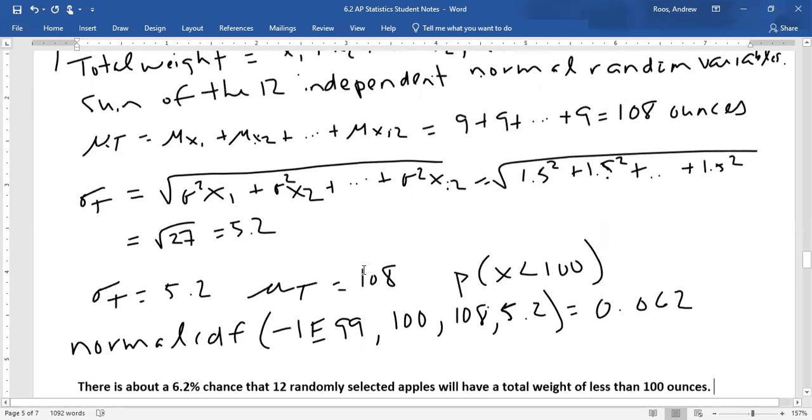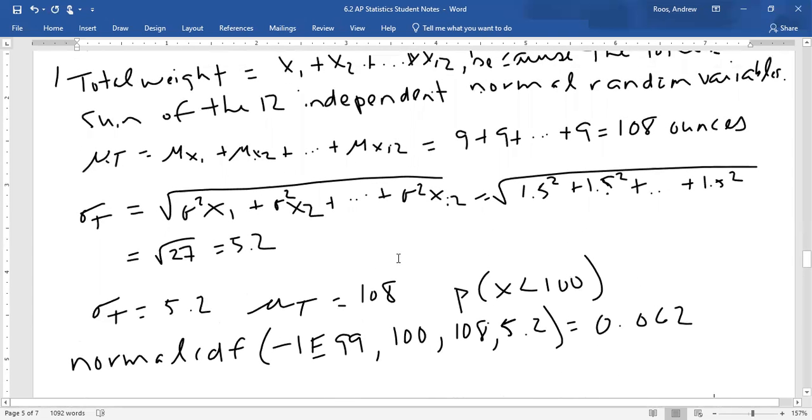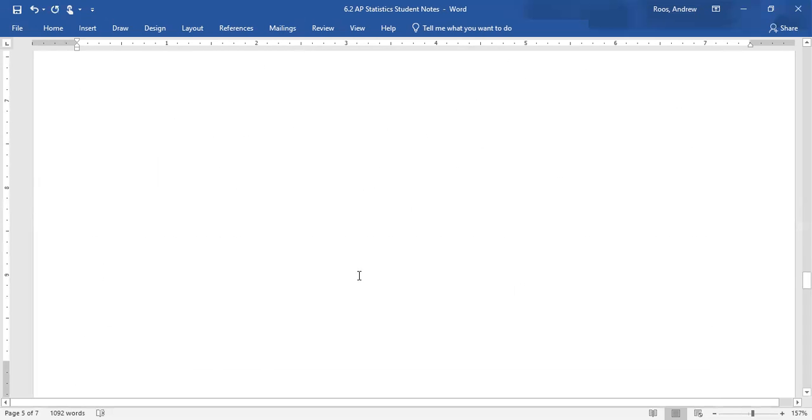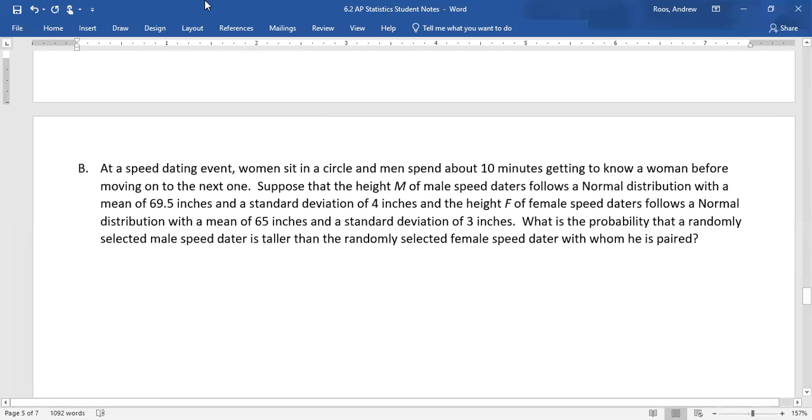Okay. So the new part here for chapter 6 is obviously just transforming the original means, transforming the original standard deviations to get a new mean, to get a new standard deviation, to then use normal CDF. Okay. All right.